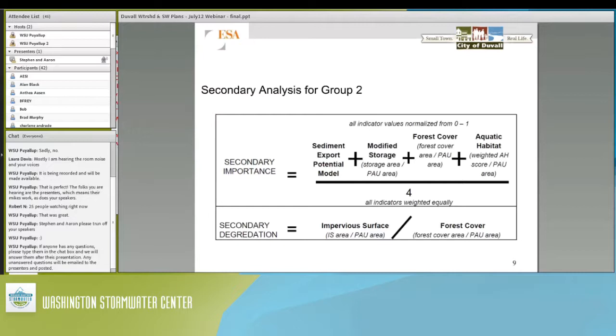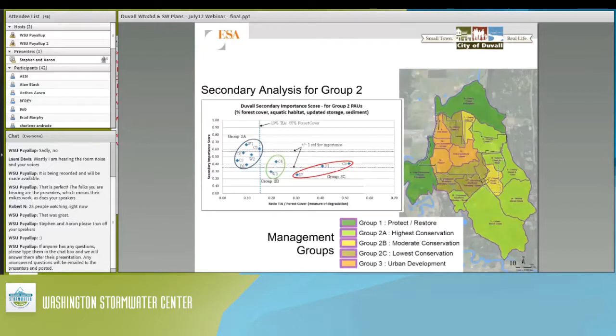And then secondary degradation was looking simply at a ratio of impervious surface cover to forest cover within each of the subbasins. This graph and the final map highlight the results that came out of that additional assessment for protection of habitat corridors beyond just sensitive areas. And they also informed consideration of the comp plan. We'll get into all of those things a bit more.